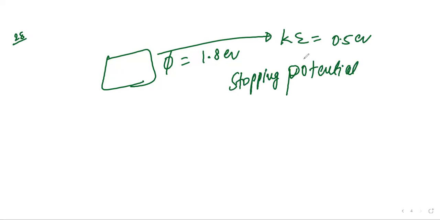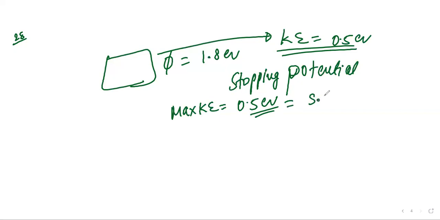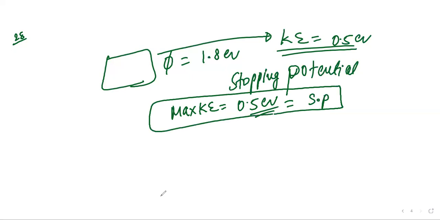Asked in 2011. So stopping potential is nothing but maximum kinetic energy. It is given that 0.5, so it is equal to 0.5. It is a direct question only. So remember this relation: maximum kinetic energy is equal to stopping potential. This relation is important. Done, sir. Okay, okay.